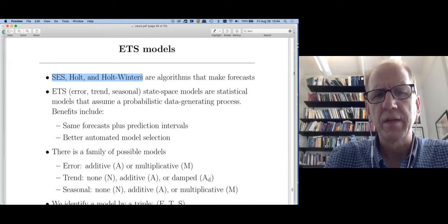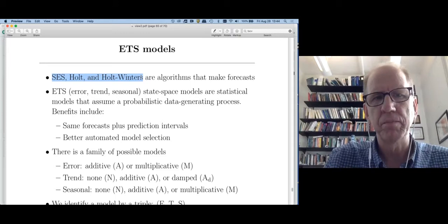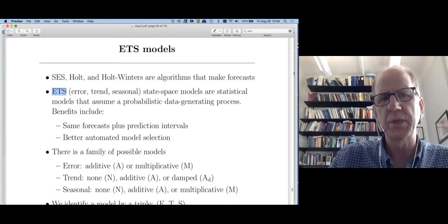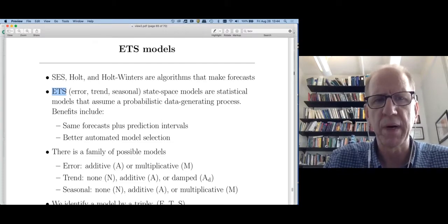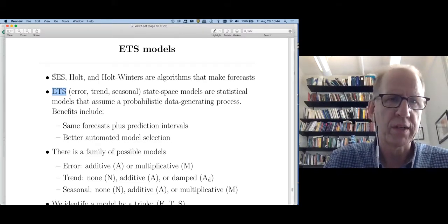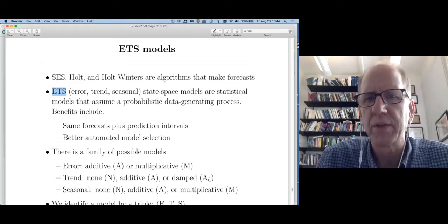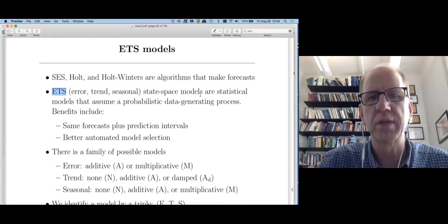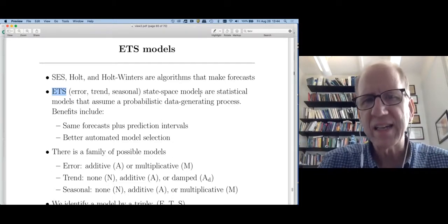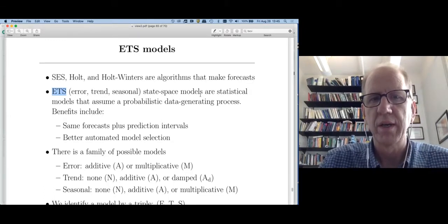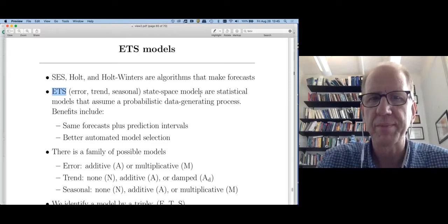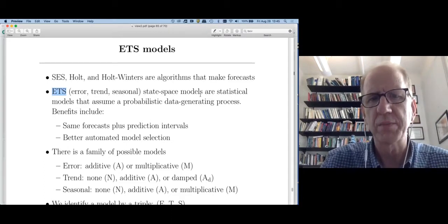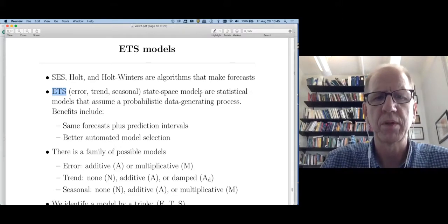This last section develops statistical models that subsume these three models that we've already covered. These models are called ETS models. ETS means error, trend, and seasonal state space models. So unlike the methods that I've talked about, which are commonly referred to as exponential smoothing methods, these are statistical models that assume a very specific probabilistic distribution that gave rise to the data. I'm not going to get into the details of exactly what that distribution is and how it came about. The author of your textbook sketches out some of those details and also has a more advanced book where they develop the theory for this.